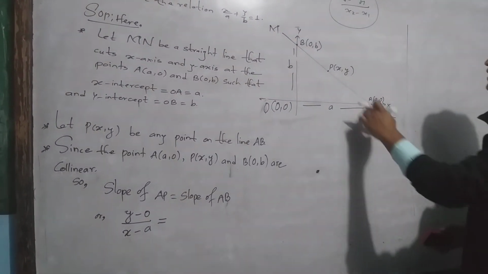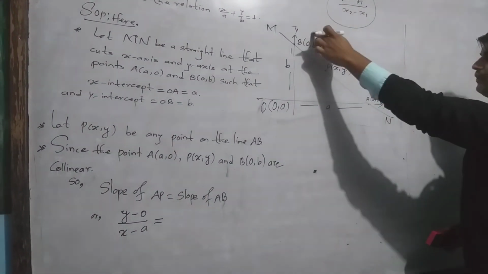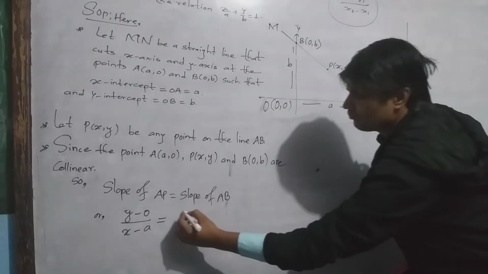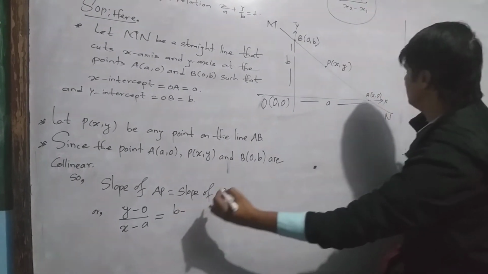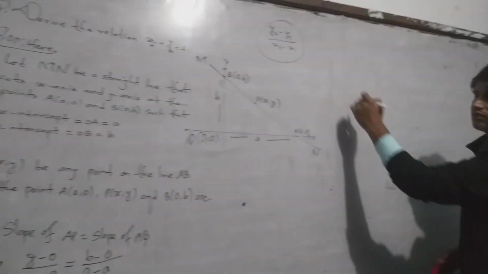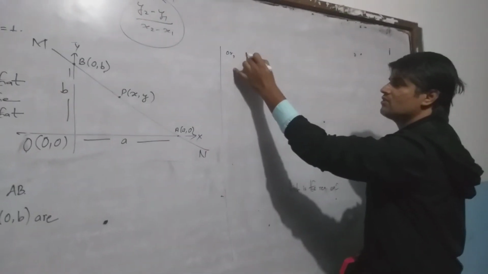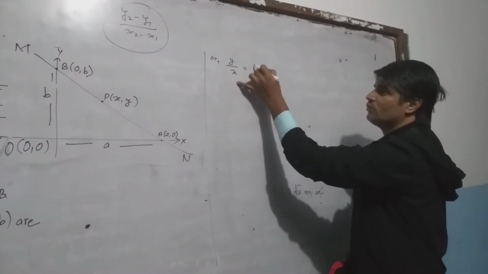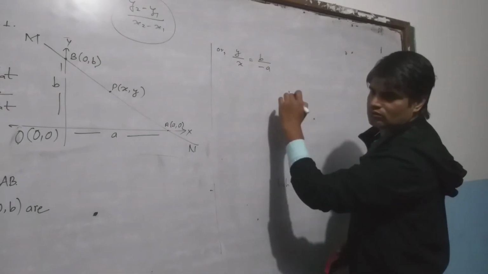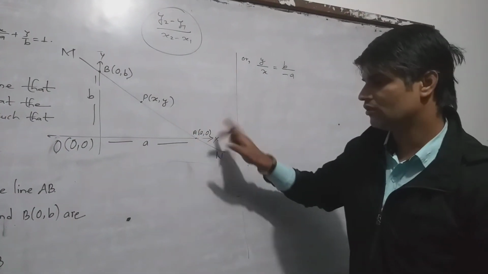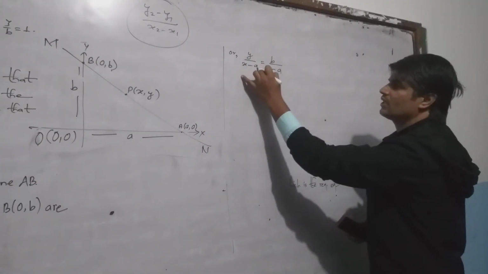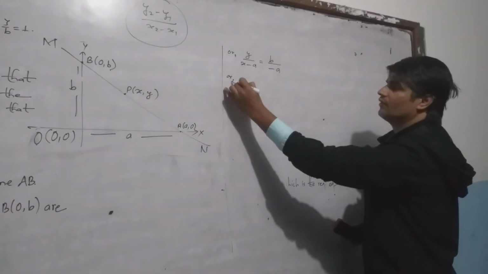And what is the slope of line AB? Taking A as (x1, y1) and B as (x2, y2), the slope is b minus 0 upon 0 minus a. Now simplify that: for AP, y minus 0 over x minus a equals, for AB, b minus 0 upon 0 minus a, which is b upon minus a. So here we have x minus a. Now let us do a cross multiplication.